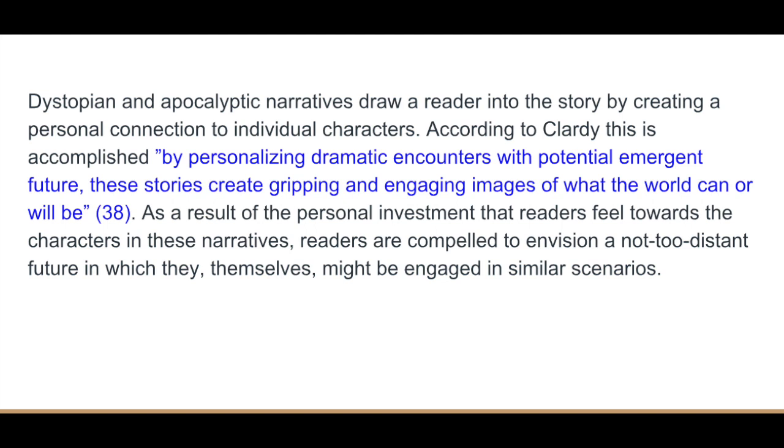So there's just my quote, or my evidence, in the blue there. As a result of the personal investment that readers feel towards the characters in these narratives, readers are compelled to envision a not too distant future in which they themselves might be engaged in similar scenarios, right? So again, if you look back at the first sentence and the quote, those are pretty similar to what I had. All I've really changed is the connection to the thesis.